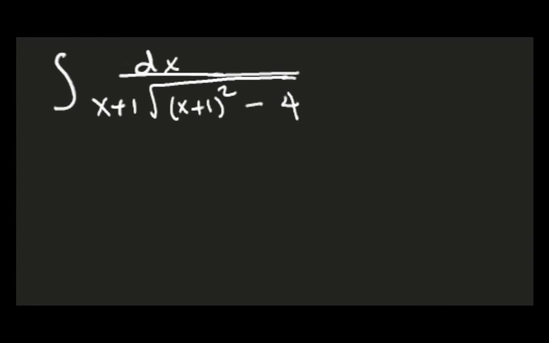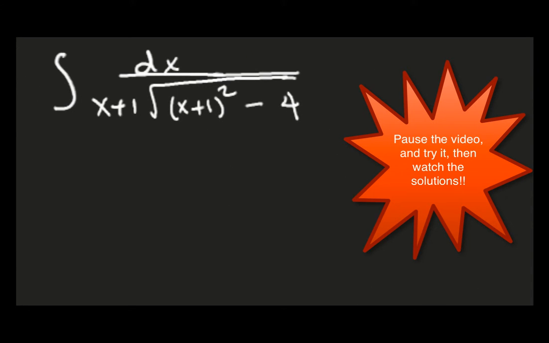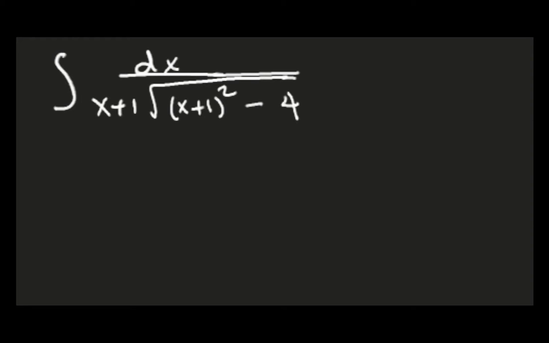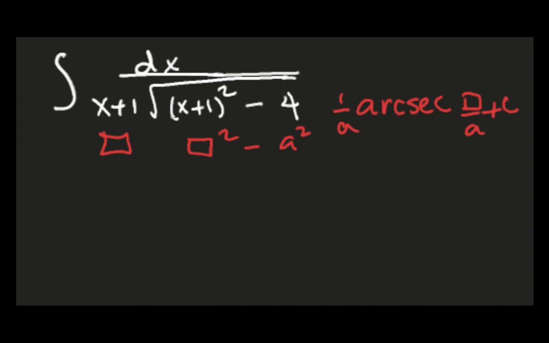So before we do one, I'm just going to give you one that's already in that binomial squared form and see if you can handle that. Any ideas? Don't let it intimidate you. All we have here is a box and then the box squared minus a squared. That's an arcsecant. So what we need to do is let u equal x plus 1. du then equals what? Good.